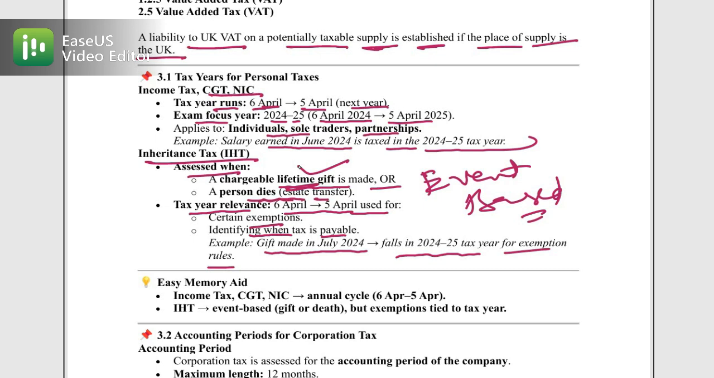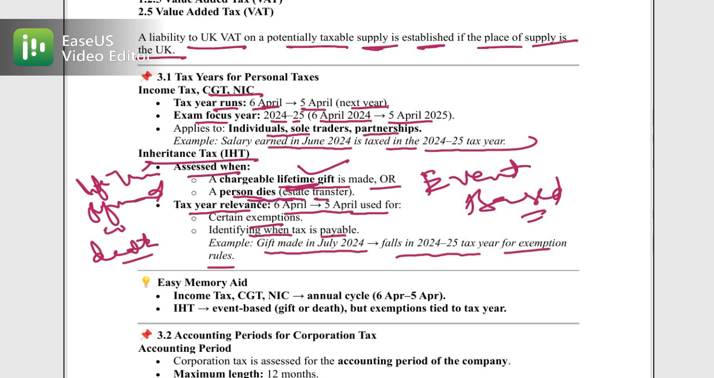So what we understand is that when a lifetime gift is made or on death, liability arises. But exemptions are tied to the tax year cycle, from 6 April to 5 April. For example, a gift made in July 2024 falls in the 2024-25 tax year for the exemption rule.